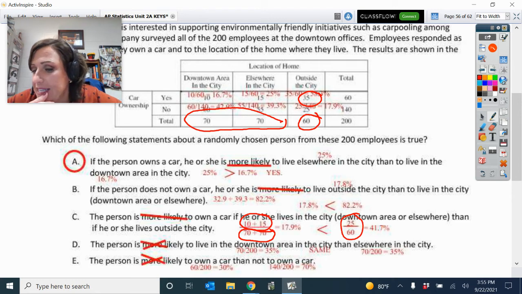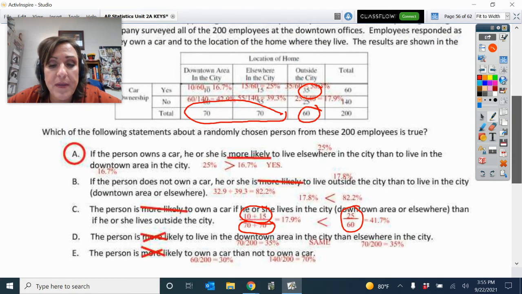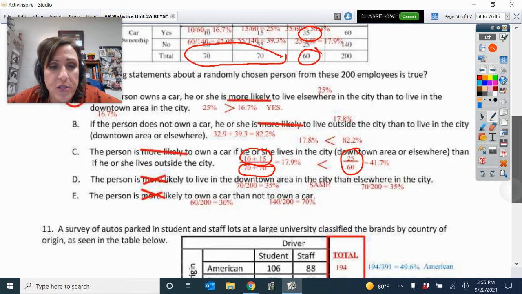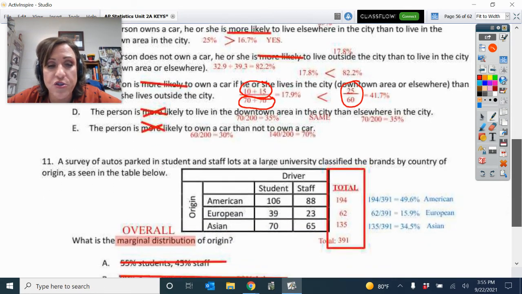So I'm kind of seeing some mistakes in here. I'm going to go and fix those on the answer key later. But anyway, 35 over 60 is outside. And so that's obviously not a true statement. And so then you can finish out D and E and see that those are also not true.